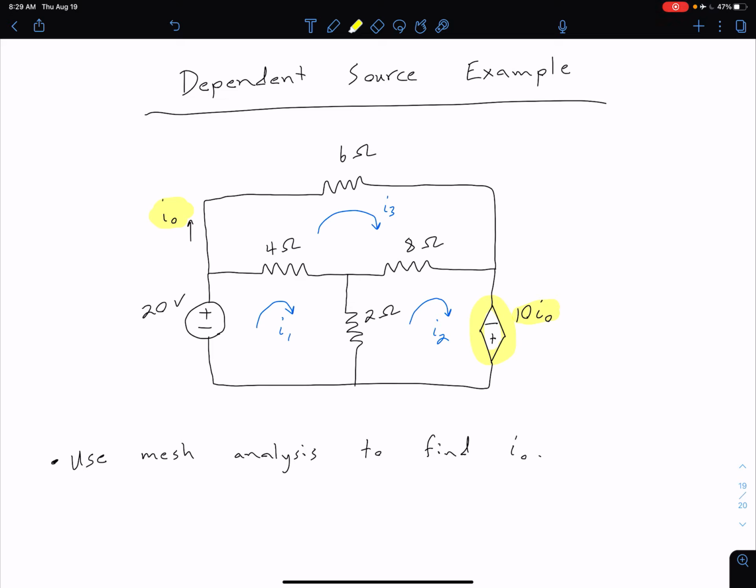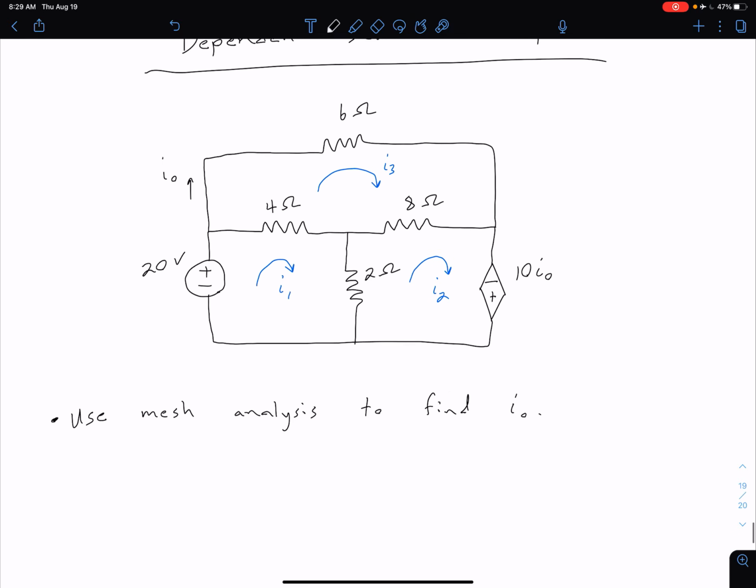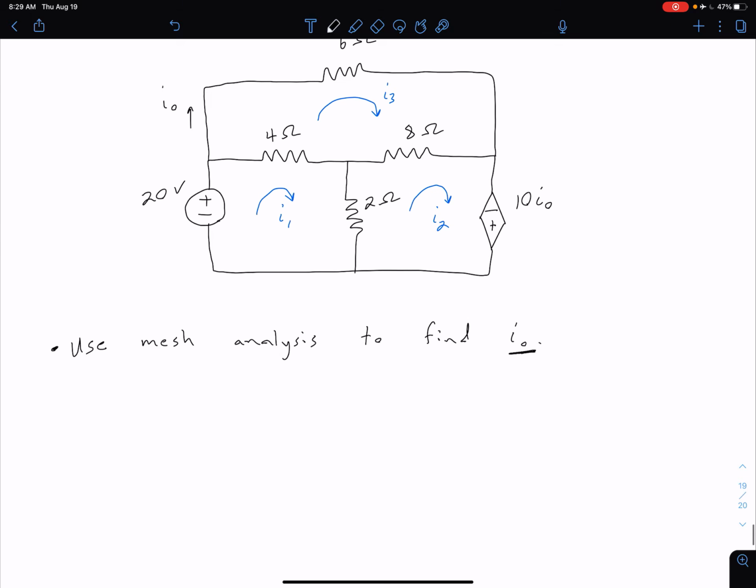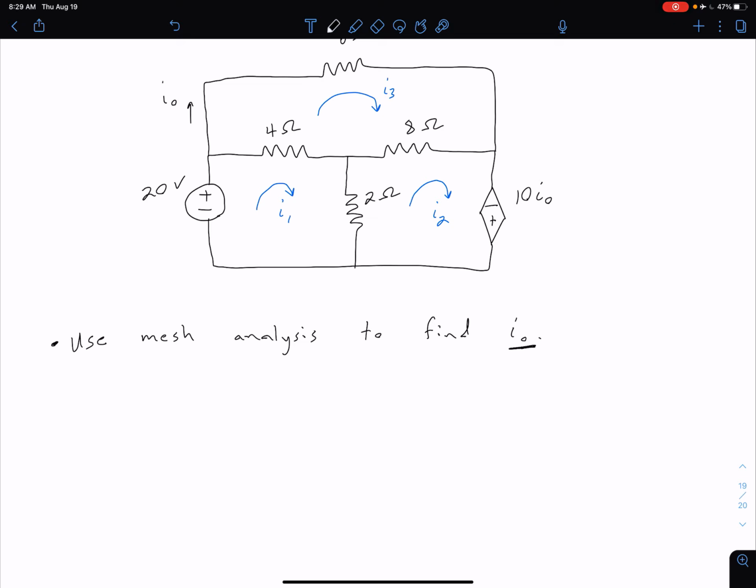And so you might be wondering, when is that actually applicable? We'll see later on in future classes how we can use this idea of dependent sources to help us model more complex devices such as transistors. So in this particular example, what we're wanting to do is to use mesh analysis to find the value of that current I naught. And so what we're going to see is that the approach is ultimately the same. The only difference is we're going to need another equation because we have that dependent source.